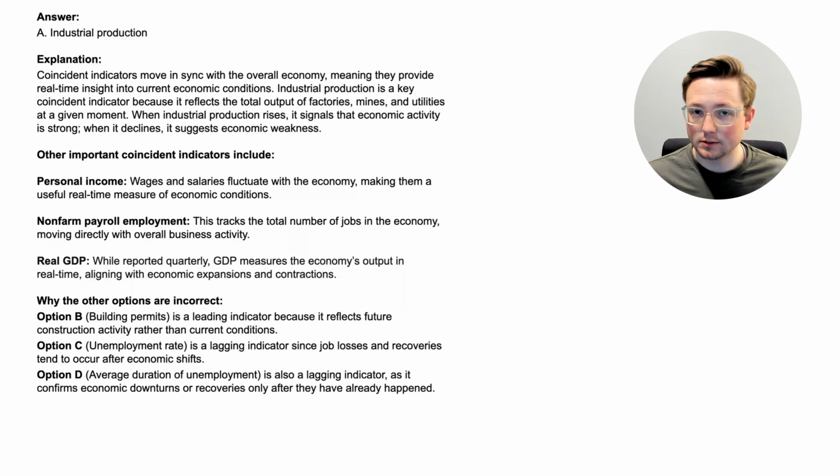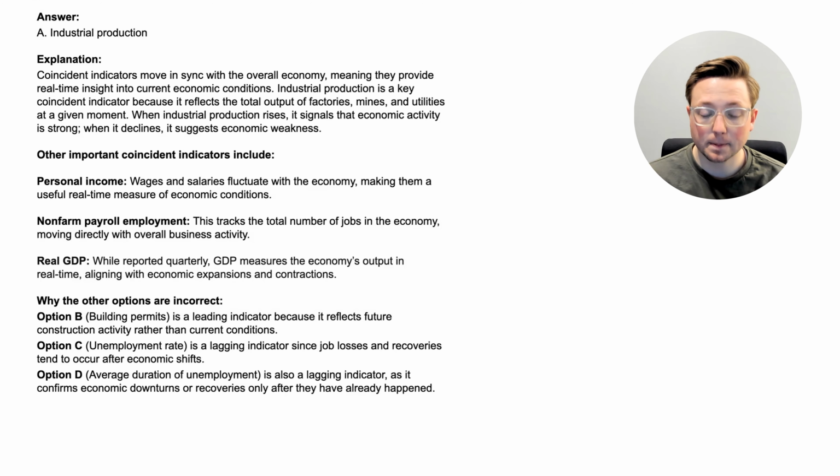Coincident indicators, so this is the third of the indicators that we've talked about. So we've talked about leading, lagging, and now we're finally talking about coincident indicators. Coincident indicators move in sync with the overall economy, meaning they provide real-time insight into current economic conditions. Industrial production is a key coincident indicator because it reflects the total output of factories, mines, and utilities at a given moment. When industrial production rises, it signals that economic activity is strong. When it declines, it suggests economic weakness. So again, these are the things that are happening and you can kind of use them to understand how the economy is doing right now. Not how the economy is going to be doing or how the economy has been doing, but how the economy is doing right now.